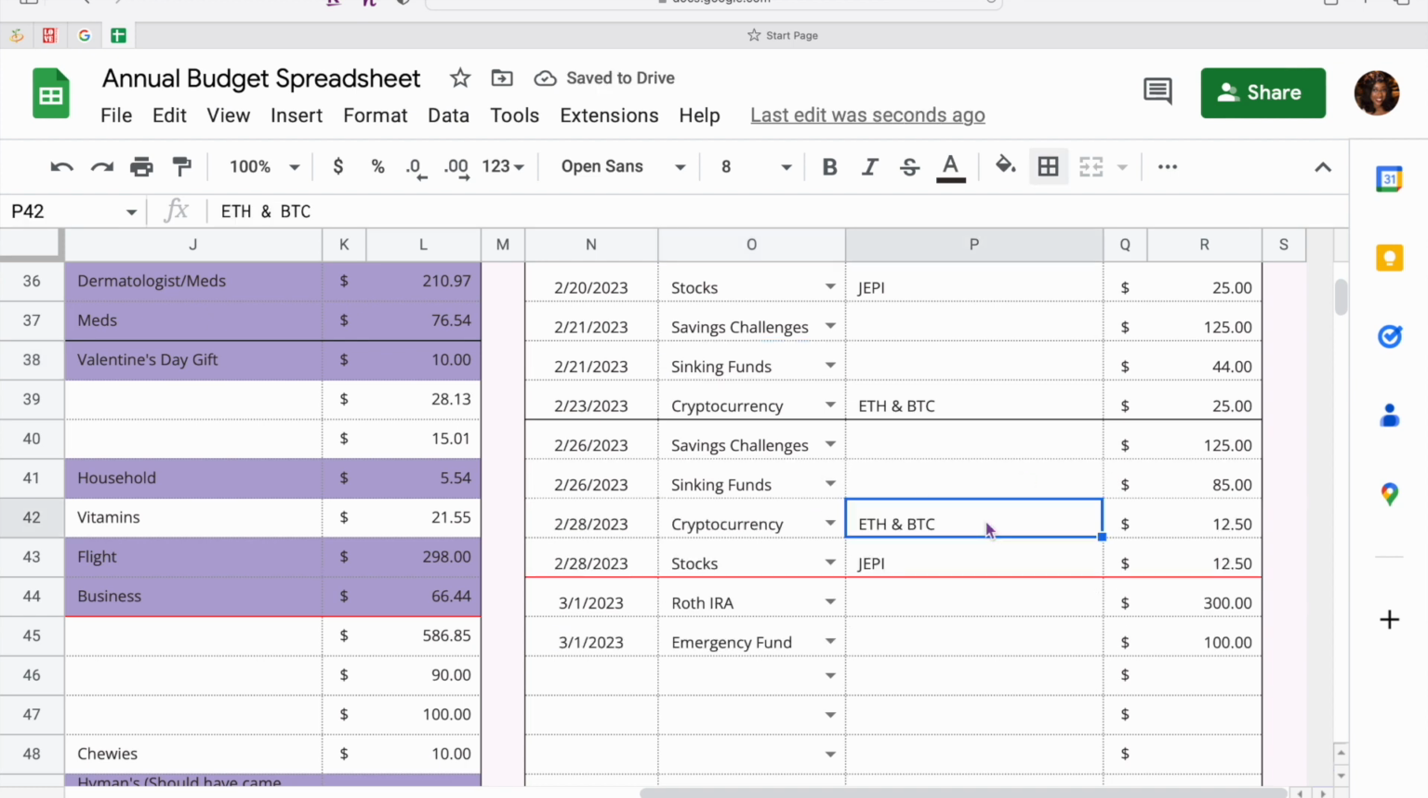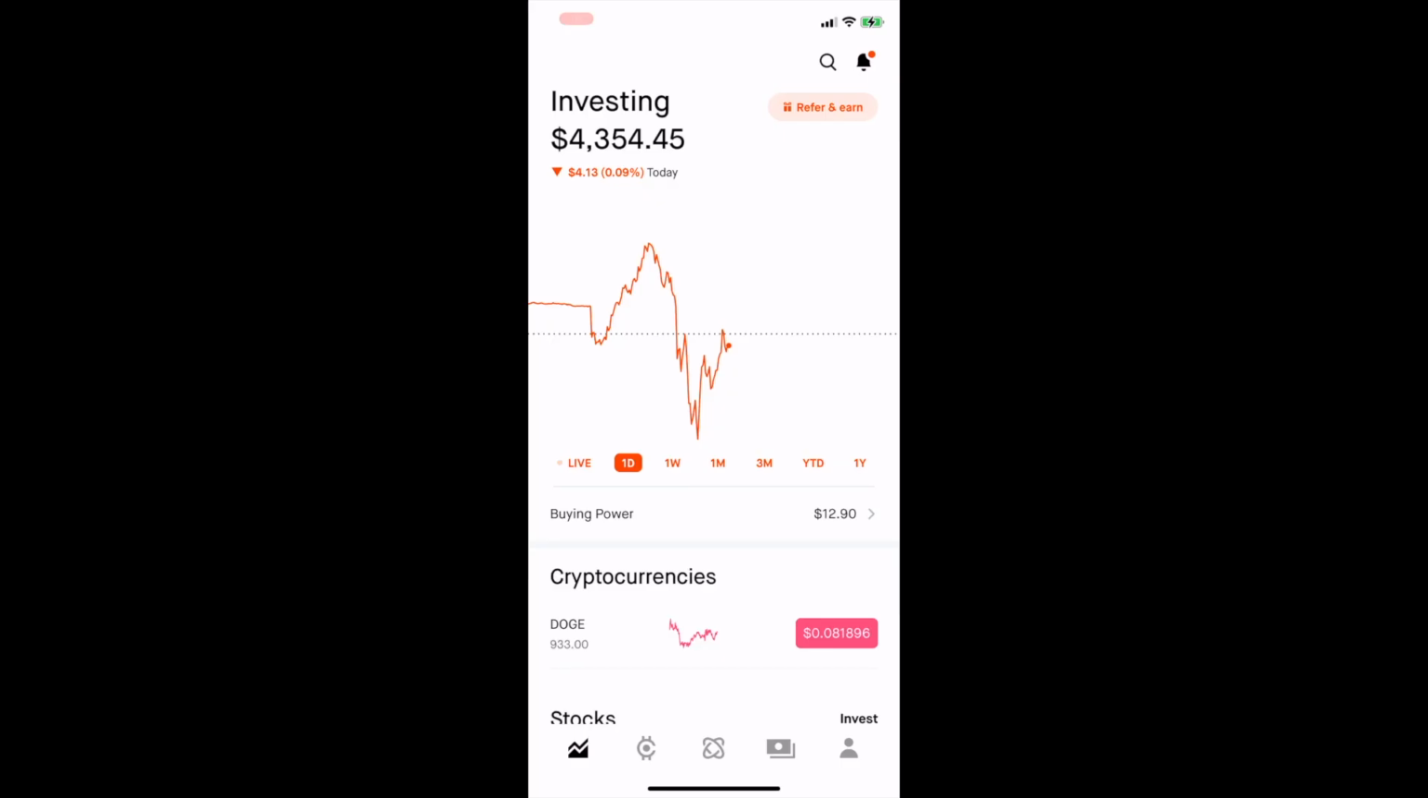My bad, y'all. So I forgot two things. On the 28th, I did buy my crypto for $12.50. And then I bought my stocks for $12.50. And I'll insert clips of me actually investing that money.